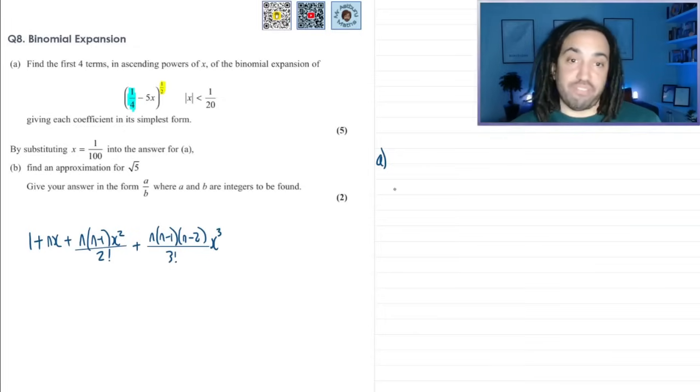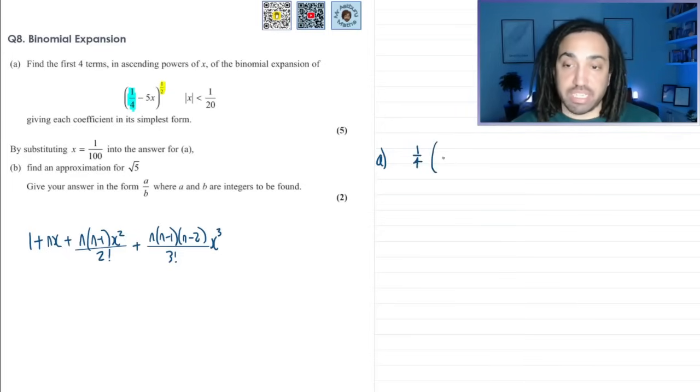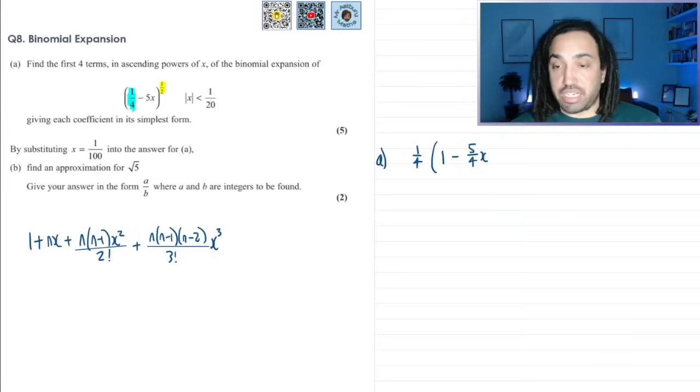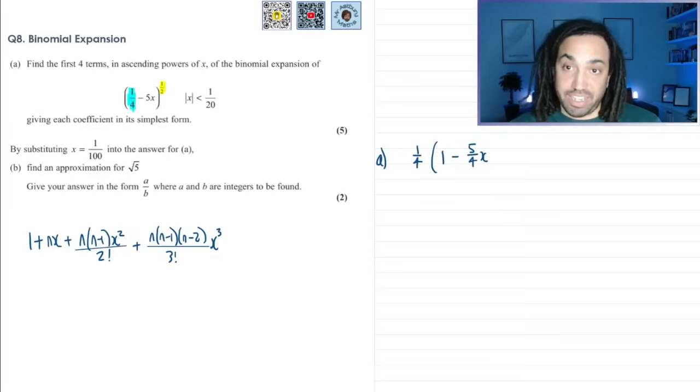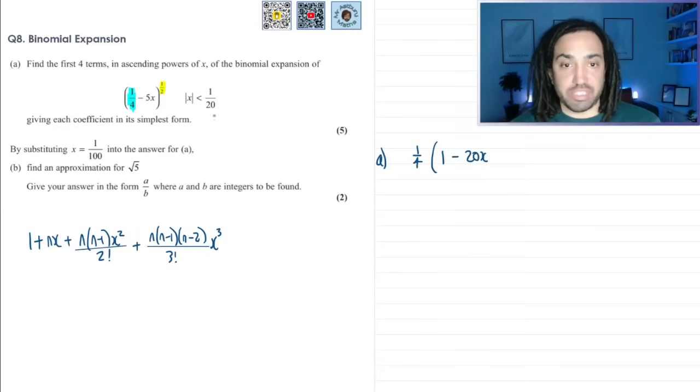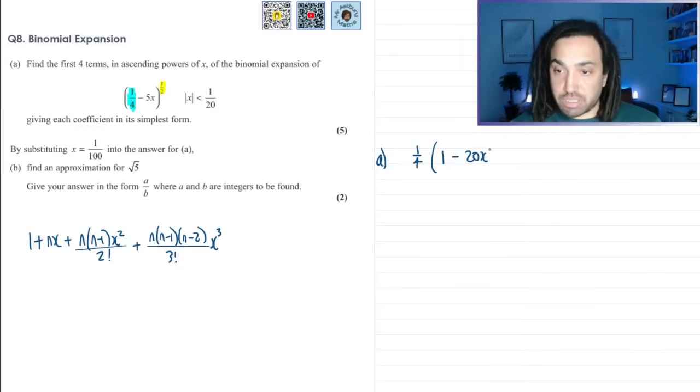So we need to take out a factor here. We need to pull out a factor of a quarter. So if we take out a factor of a quarter of this bracket, then this will give me 1 minus 5 over 4x. So just check if that's right. That's not right, in fact, because when you multiply this bracket out, you don't get this. So I made a mistake there. This, in fact, should be 20. And now let's check. When I multiply a quarter into this here, do I get this? Yes, that works.